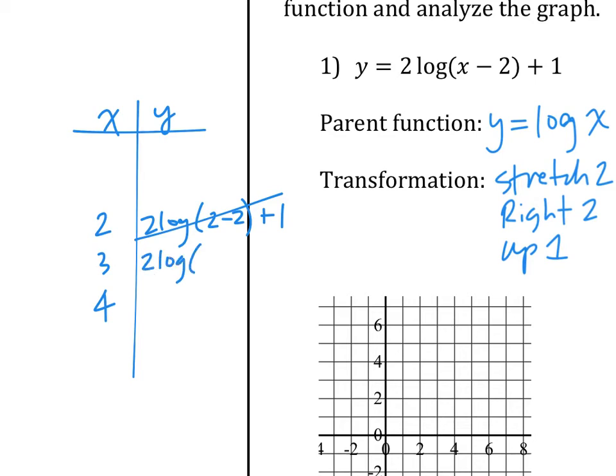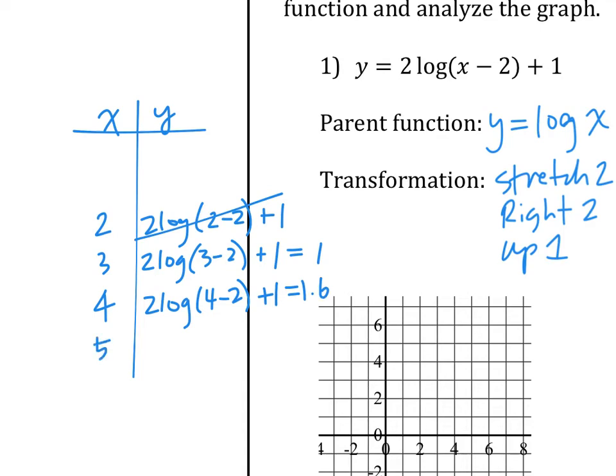2 log 3 minus 2 plus 1. This one you should be able to do it in your head. Not 3? 1. Because 3 minus 2 is 1. Log 1 is 0. Yeah. And then 0 times 2 is still 0. So plus 1, 1. Okay. All right. Next one. 2 log 4 minus 2 plus 1. This one you had to use the calculator. 1.6? Okay. Thank you. 1.6.